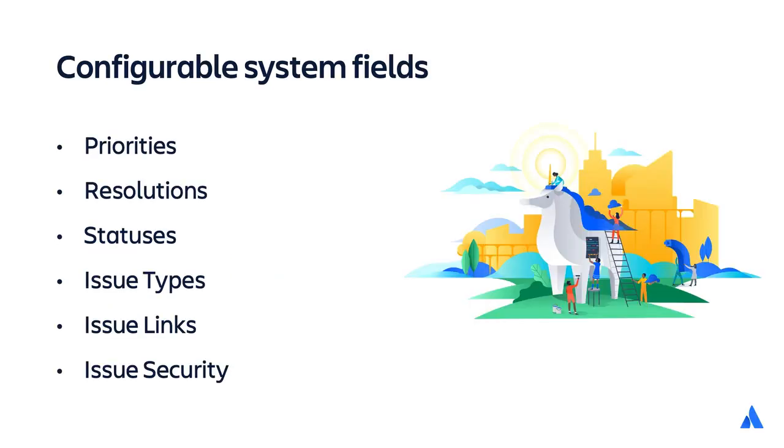There is another significant category of system fields, those that can be configured by the Jira administrator. They include priorities, resolutions, statuses, issue types, issue links, and issue security. All these fields can be found in the Issues area of the Jira administration. Many of these fields are configured by default and can be adjusted by the administrator as needed. For example, priorities have 5 pre-configured options by default, from the highest to lowest priority.